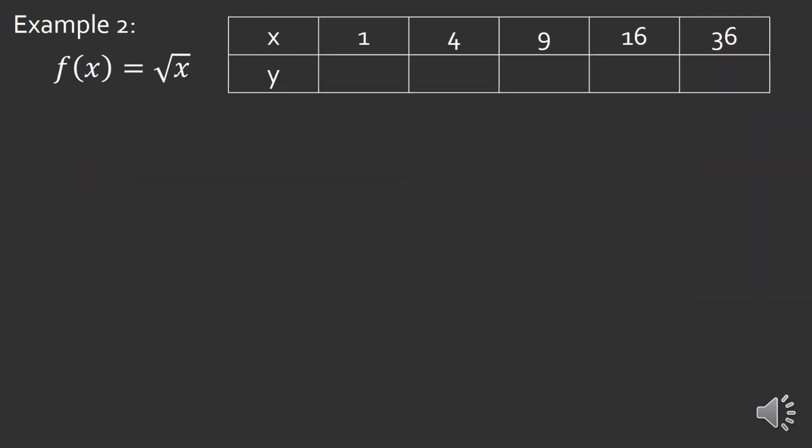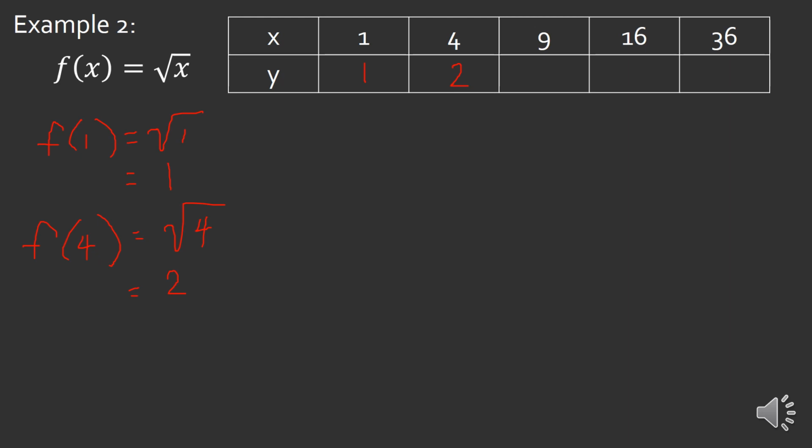Example number 2. F of x is equal to square root of x. So the first value of x is 1. F of 1 is equal to square root of 1. And that is equal to 1. So the square root of 1 is 1. Next value, x is equal to 4. F of 4 is equal to square root of 4. And that is equal to 2. If x is 4, y is 2.